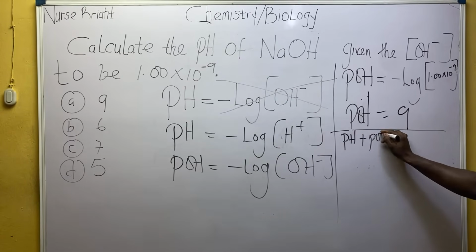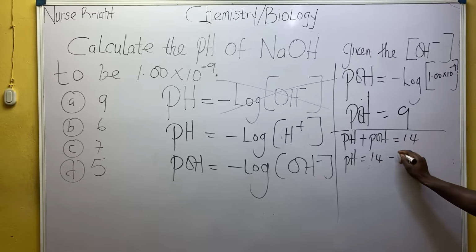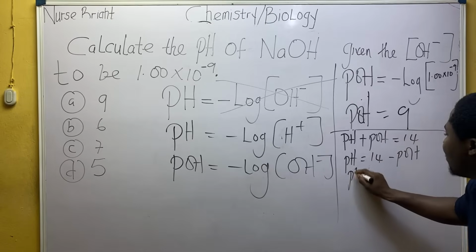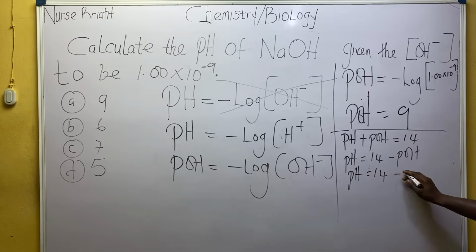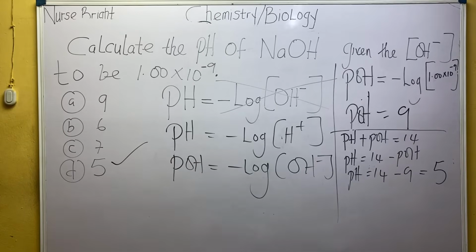Like saying pH plus pOH is equal to 14. So pH will now be equal to 14 minus pOH. What is pOH? 9. And what becomes the final answer? 5. So the answer becomes option D. You can see how it works. It is not hard at all.